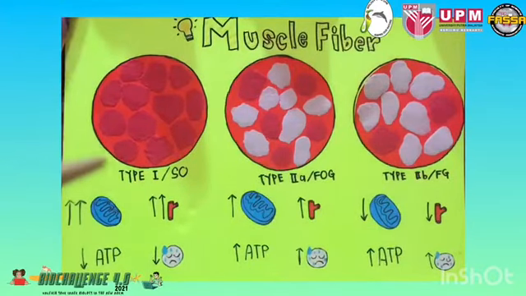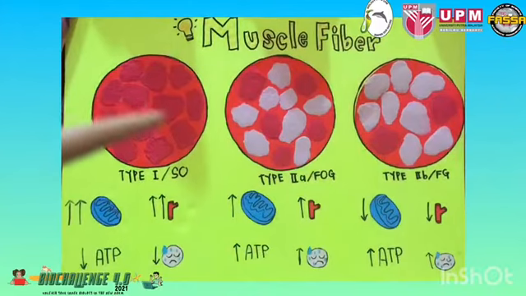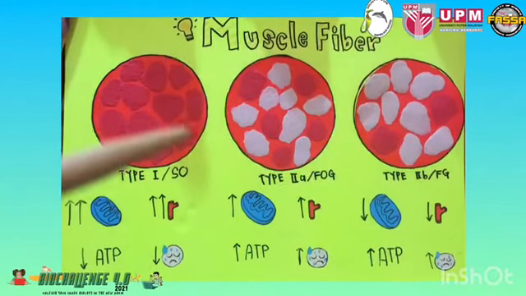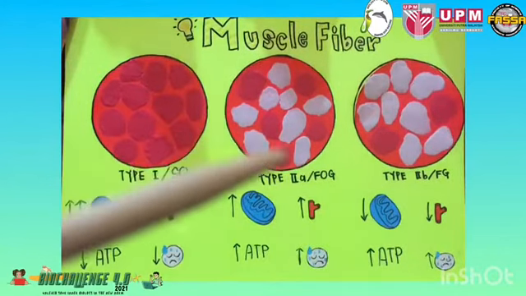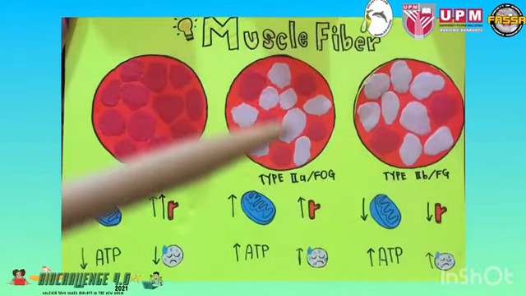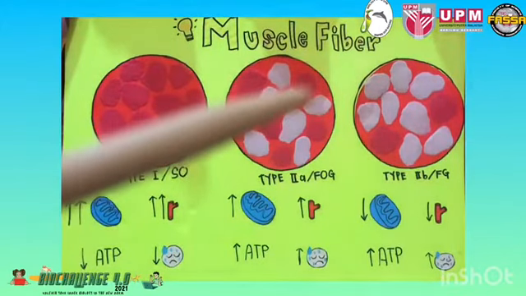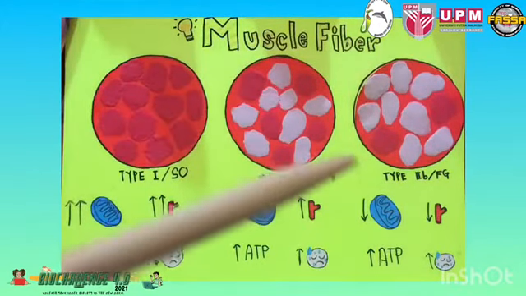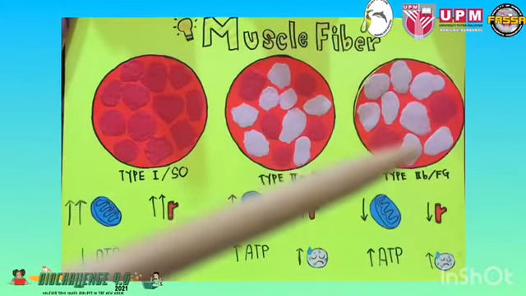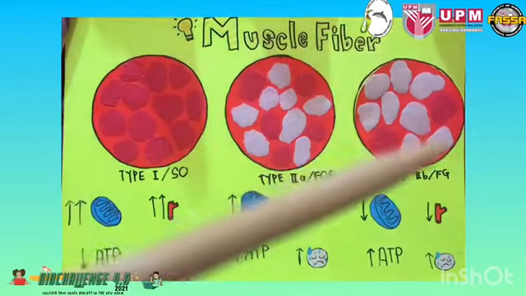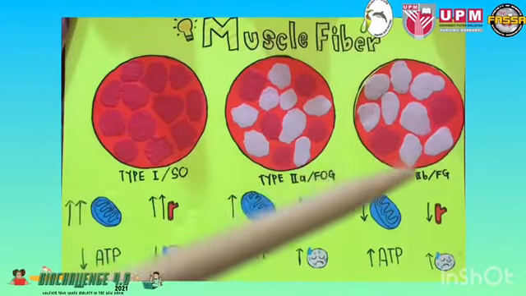The type 1 muscle fibers are usually found in power athletes like sprinters because they possess a high percentage of fast fibers. For intermediate, which is type 2A, it is found in endurance athletes like distance runners because they have a high percentage of slow fibers. And last but not least, type 2B contains 50% slow and 50% fast fibers, and is usually found in weightlifters and non-athletes.